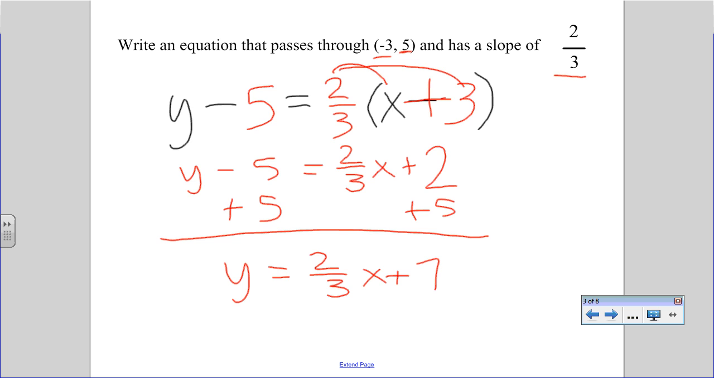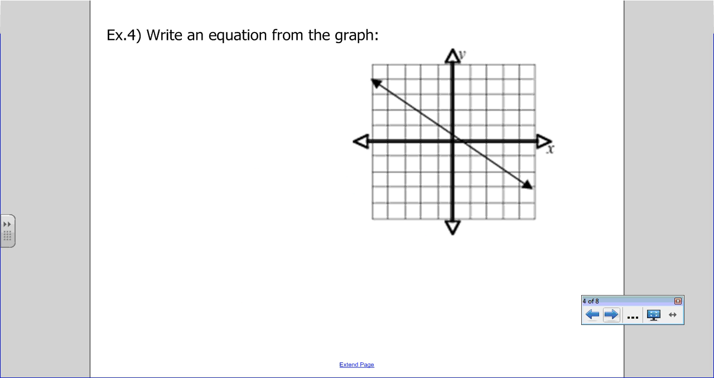All right, so let's take a look at our next example. Now we need to write an equation from the graph. Looks very similar to example 1. The problem is I don't have an exact y-intercept anymore. It's not crossing exactly somewhere. That could be 1/2. It could be 1/3. I don't know. And so what I'm going to have to do is find a couple of good points and then count the slope from there and then use one of those points.